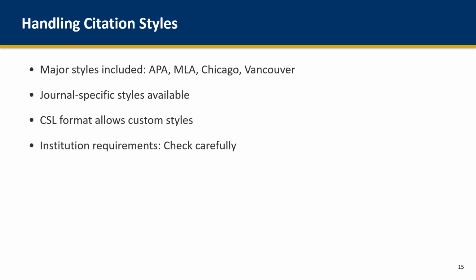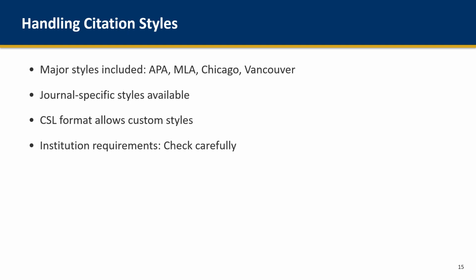Journal-specific styles matter when publishing. Academic journals often have precise formatting requirements that differ subtly from standard styles. Reference managers typically include styles for major journals. If your target journal is not available, search the style repository as someone may have created it, or contact the journal about their preferred approach.